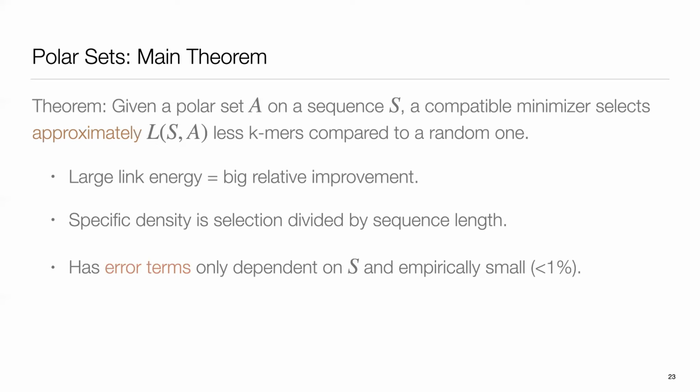If you take a look at the paper, there is a more concrete statement, but the idea is that there are some error terms in the statement. The good thing is the error terms only depend on the sequence. So whatever polar set you build, the error terms will stay the same. And empirically, over common reference sequences, these error terms are very small, usually less than 1% of the specific density, meaning that the link energy serves as a reliable proxy for measuring how good the resulting compatible minimizer will be.